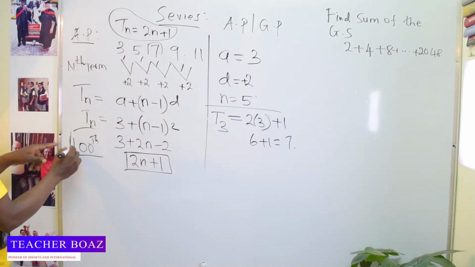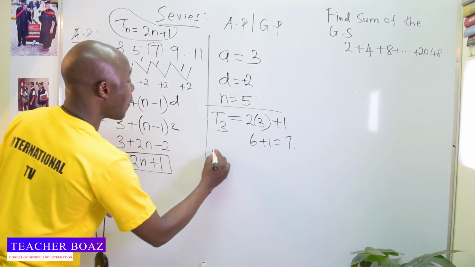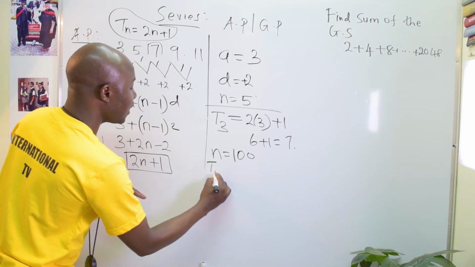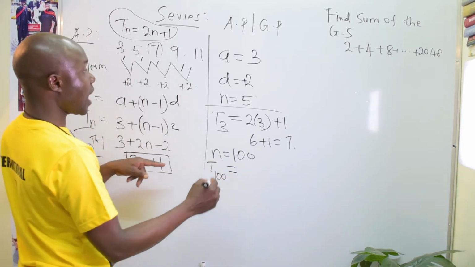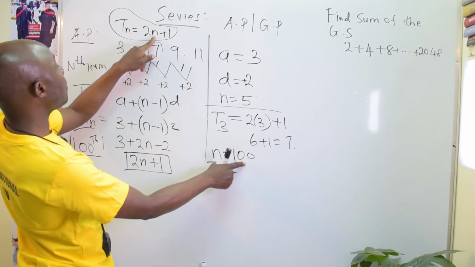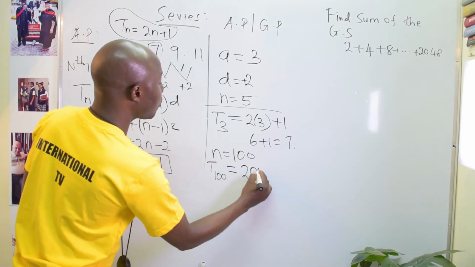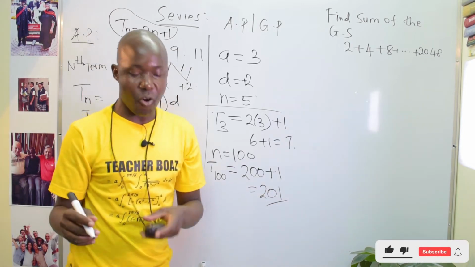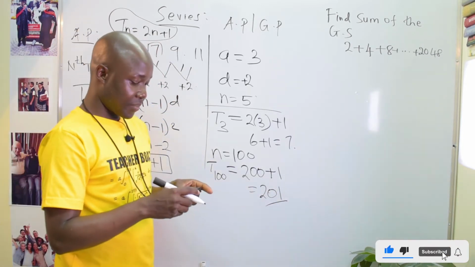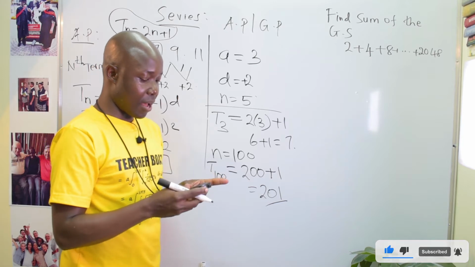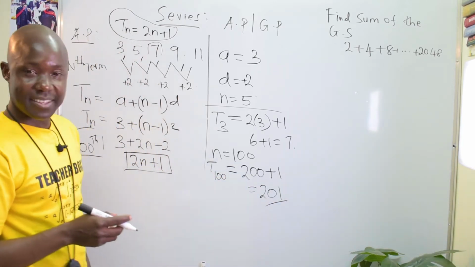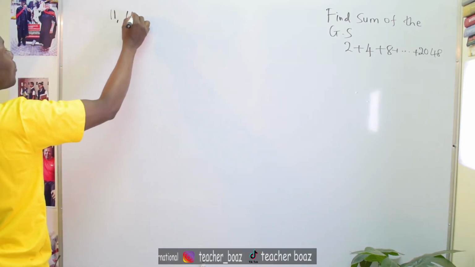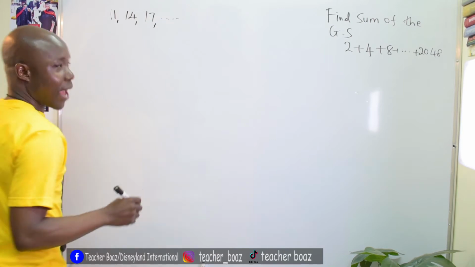Just come and say, if you want to get the 100th term, our n becomes 100. So you go back to the formula and say T100 should be 2 times n, and our n being 100, 100 times 2, we get 200 plus 1, we get 201. That's how we are going to work out our 100th term.